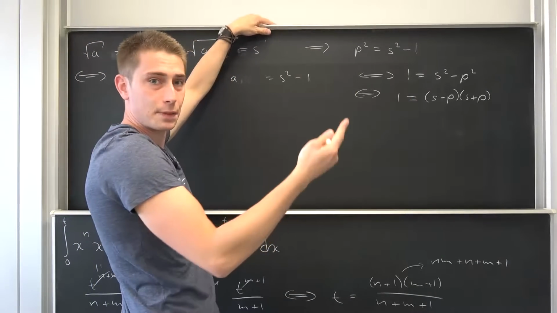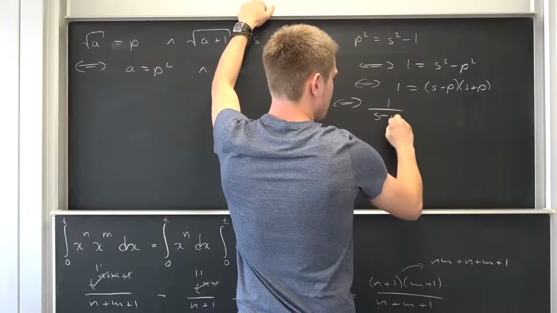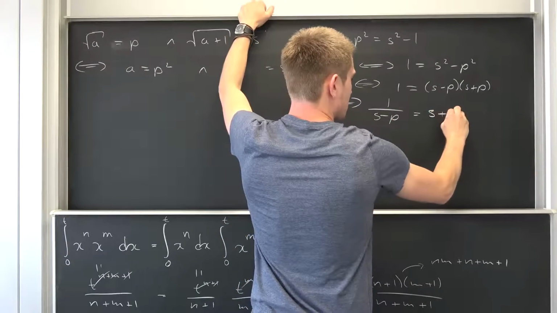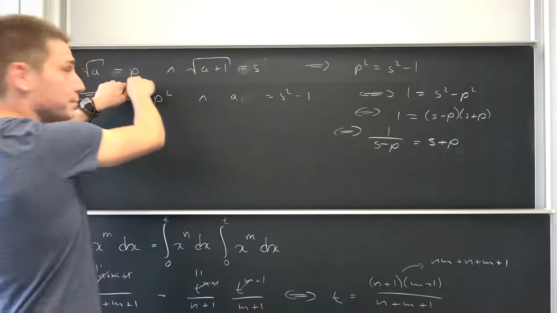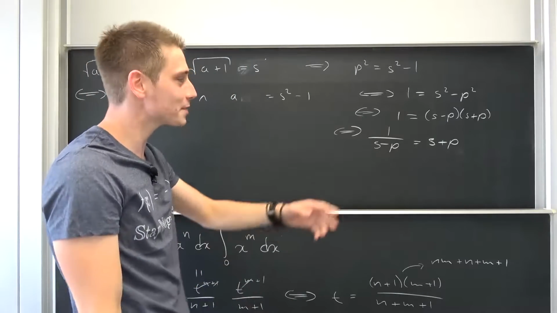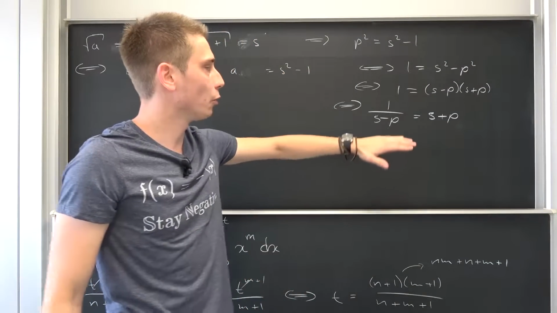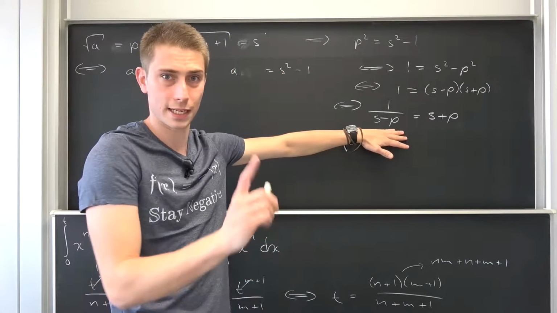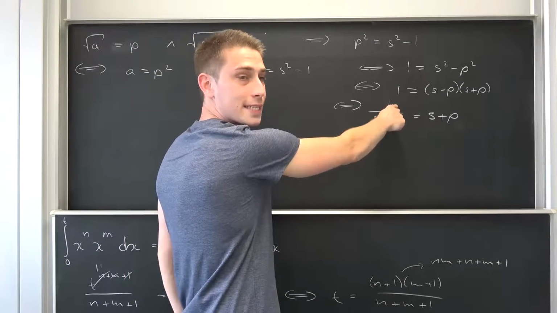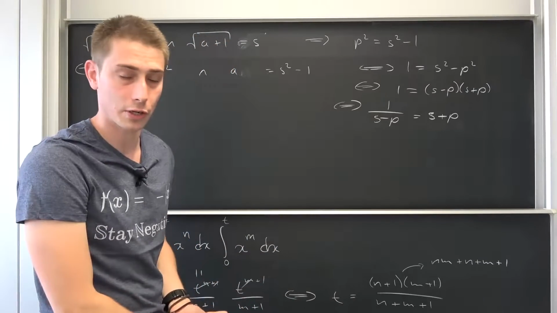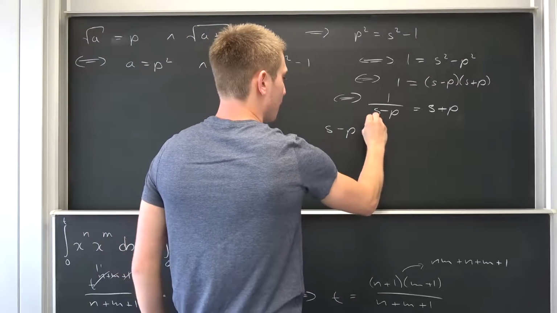S must not be equal to p, okay? That's one of the conditions. That's equivalent to saying 1 over s minus p is nothing other than s plus p. Now, s and p are element of natural numbers, meaning their addition is also element of natural numbers. In order for this to be element of natural numbers, here comes the argument that I said before. We need the numerator to be greater or equal to the denominator, meaning s minus p must be equal to 1.